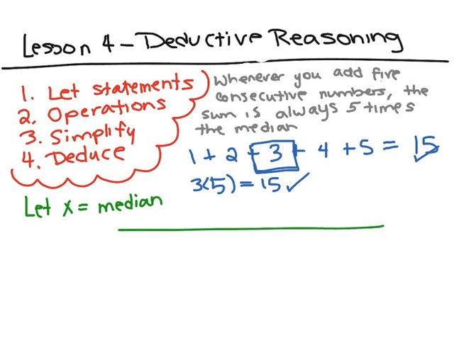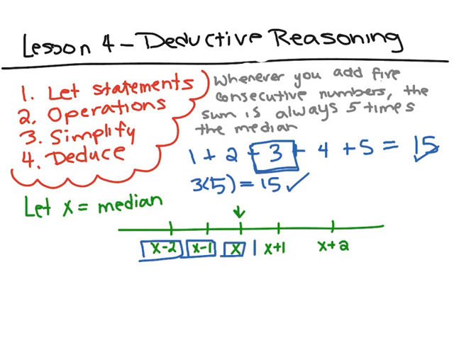So if we have 5 consecutive numbers, 1, 2, 3, 4, 5, our median is exactly in the middle. So this is x. So our next consecutive number would be x plus 1, followed by x plus 2. And in the other direction, we have x minus 1 and x minus 2. So our 5 consecutive numbers are x minus 2, x minus 1, x, x plus 1, and x plus 2.